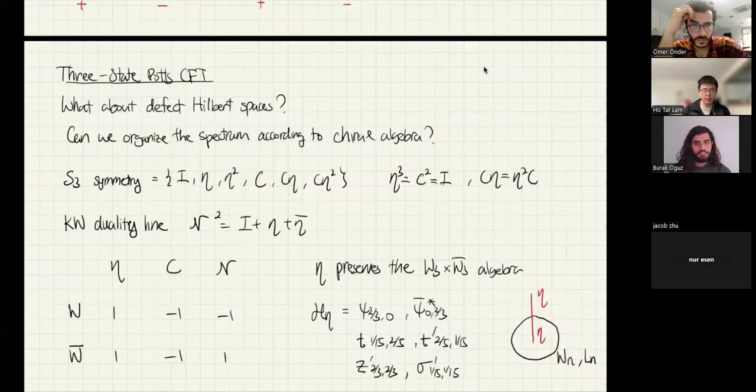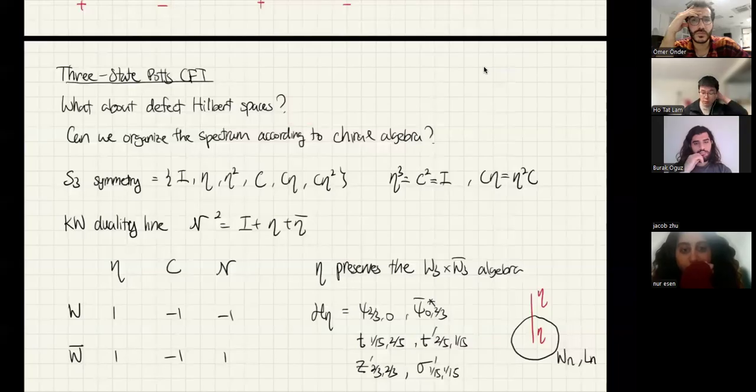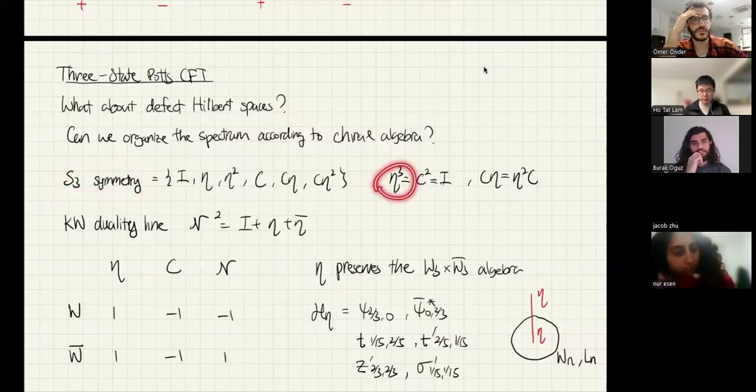We can now ask what happens to the defect Hilbert spaces. Can we also organize the spectrum according to the W3 algebra? In the three-state Potts model, it turns out that there's an S3 symmetry we can talk about. This S3 symmetry consists of the Z3 symmetry generated by eta lines and a charge conjugation symmetry generated by the C line. And there's also the Kramers-Wannier line, which is a non-invertible line. If you fuse it with itself, it gives you the identity, eta and eta bar. Eta bar is essentially eta squared.